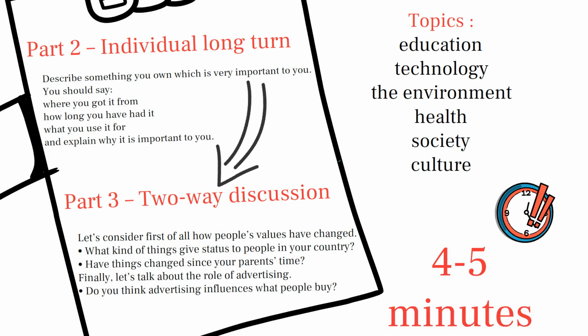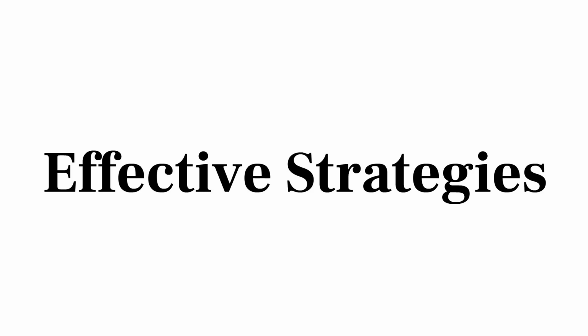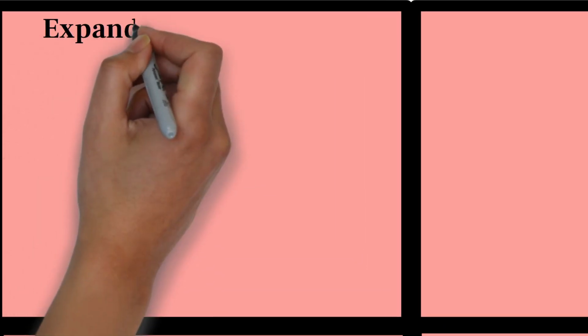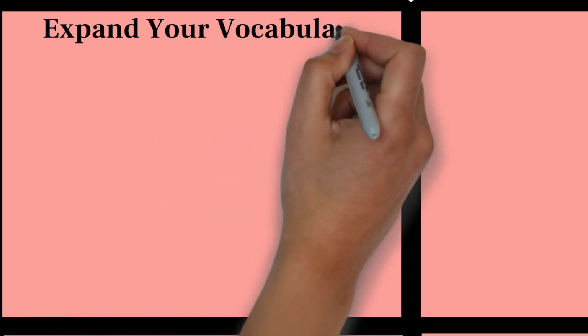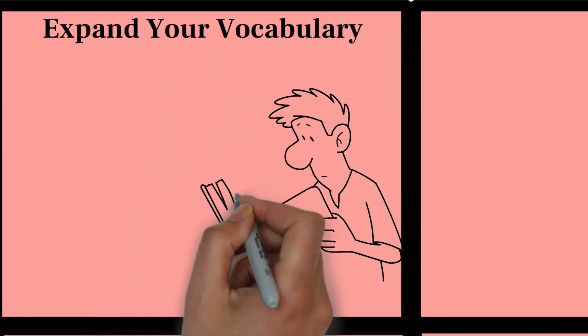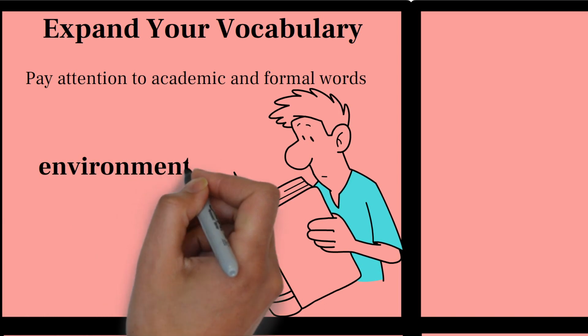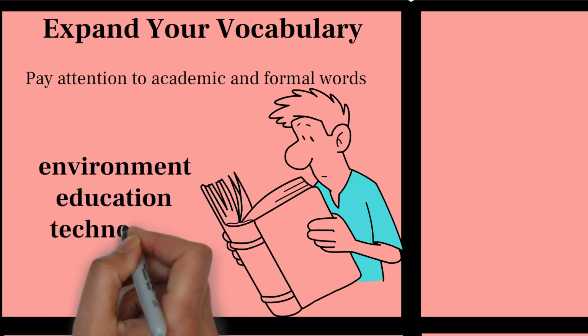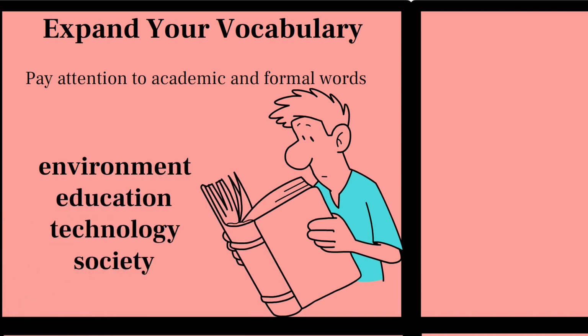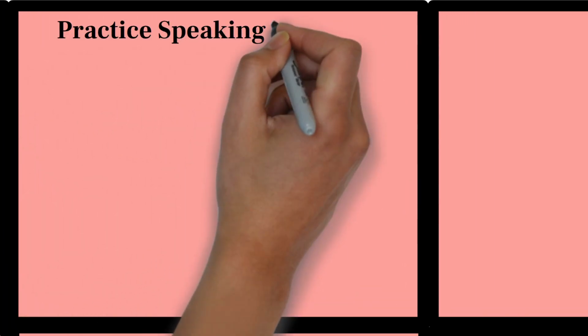Preparing for IELTS Speaking Part 3 requires a combination of strategies to confidently engage in in-depth discussions. Here are some effective strategies to help you prepare. Expand your vocabulary. Read widely on a variety of topics to enhance your vocabulary. Pay attention to academic and formal words that are relevant to common Part 3 themes, such as environment, education, technology, and society.